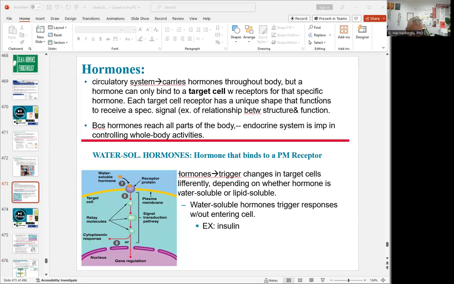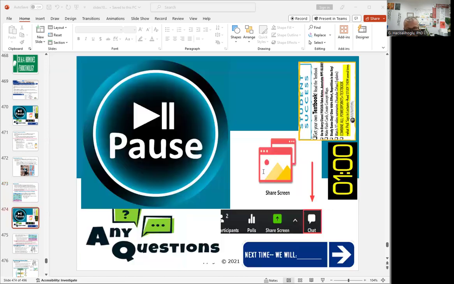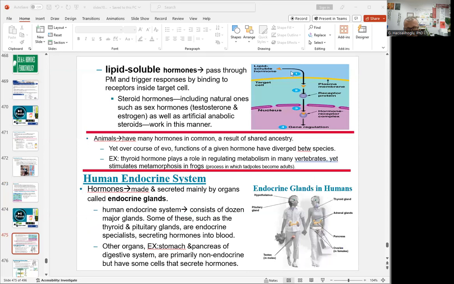Lipid soluble hormones, like steroid hormones, can pass through the plasma membrane directly without needing any receptors, go inside the cell, and bind to a receptor inside the cell, and then find specific target cells. So that's lipid soluble, like this one here. You can see steroids can pass through the plasma membrane and reach the target cell and regulate genes there.